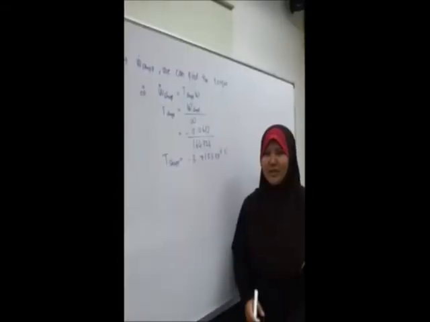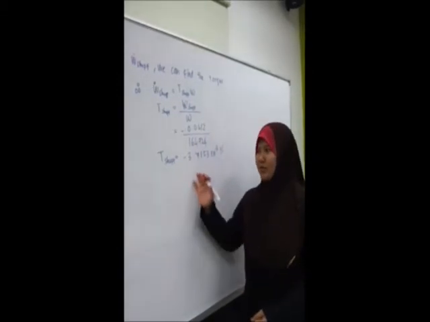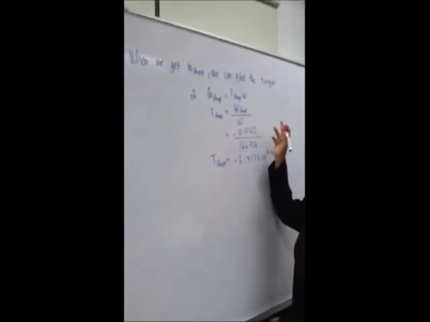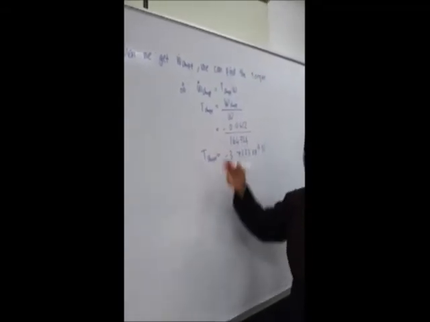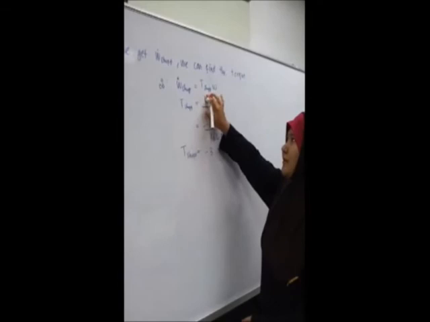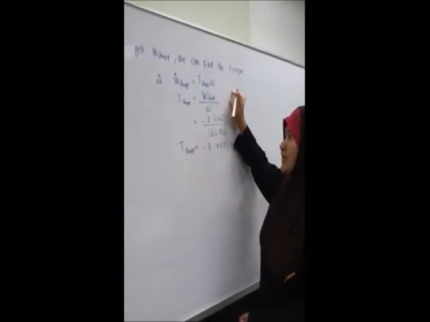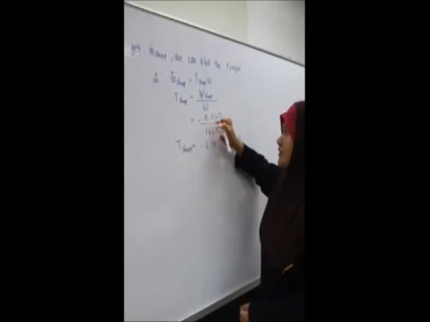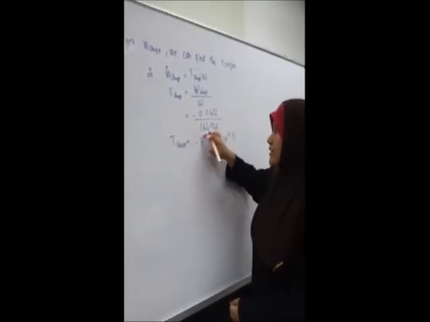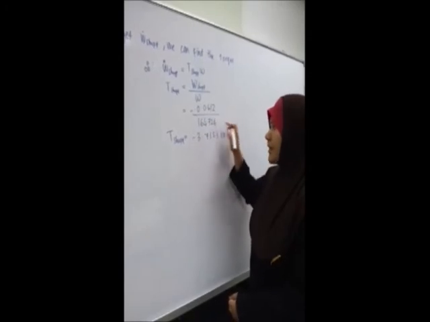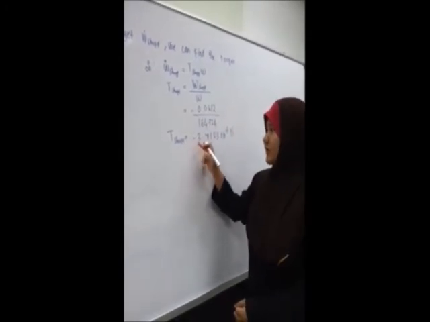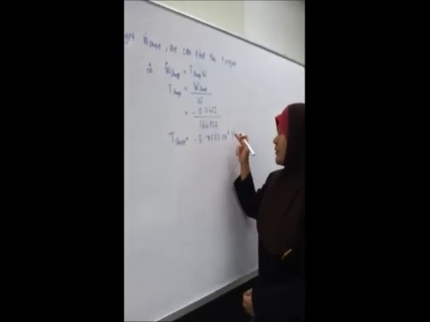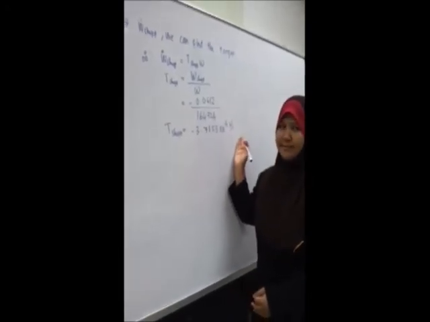Thank you. So for the last part, we need to find the torque of shaft. When we get the power of shaft, we can find the torque of shaft. As we know, the formula is power of shaft equal to torque of shaft multiplied by angular velocity. So we put the values into the formula, negative 0.0612 divided by 164.724, and we get torque of shaft equal to negative 3.7153 times 10 to the power of negative 3 N.m. That's all.